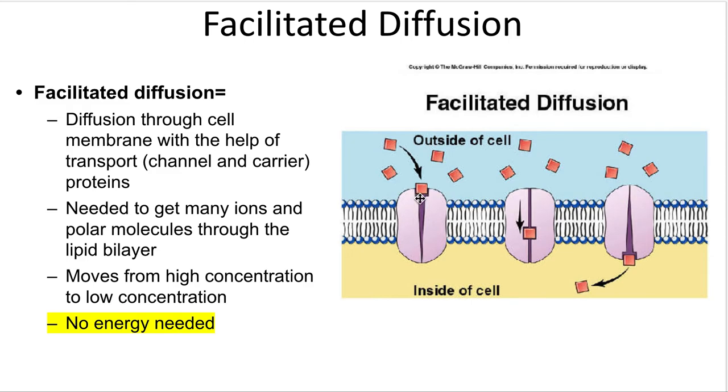And what happens here is that ions and polar molecules need to get through the lipid bilayer, but they can't pass directly through here. They can't get right through the phospholipids. They need a channel. However, they're going to act much the way that they acted during diffusion. There's a high concentration of particles outside the cell, a low concentration inside the cell. The molecules are going to go down their concentration gradient and they're going to keep coming into the cell until they reach a state known as equilibrium. No energy is required for facilitated diffusion.